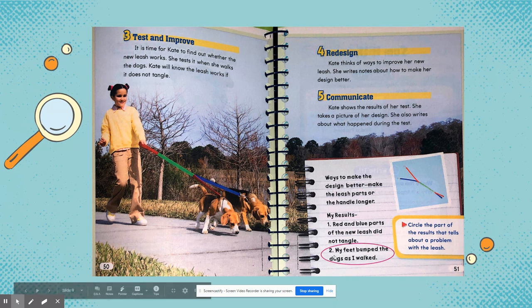But look over here. My feet bumped the dogs as I walked. So she needs to make the leash longer in order for the dogs to have space to walk. But it does work. So the tape does help solve the problem. It does help solve the problem. And remember that the problem was that the two leashes were tangling and she couldn't walk.